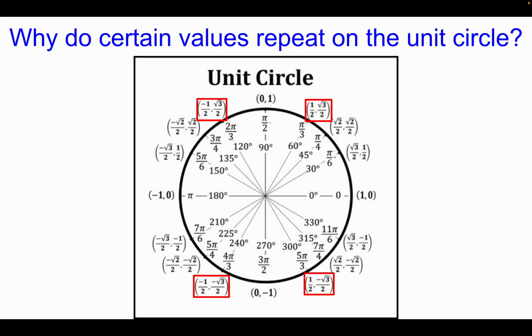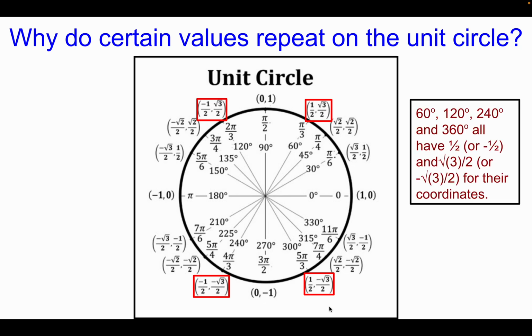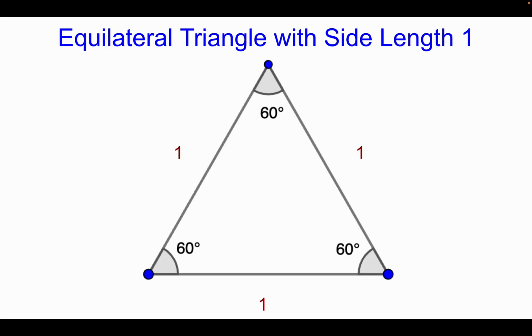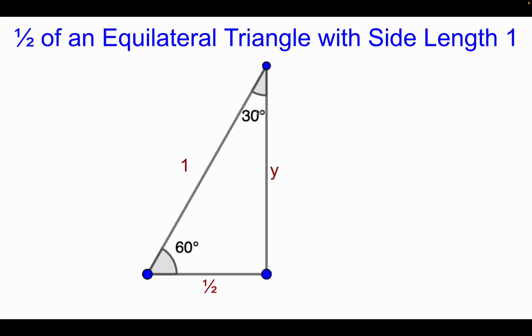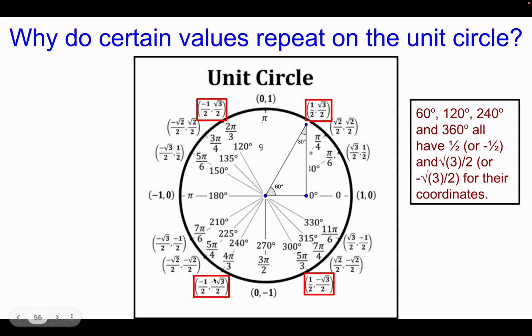Well, this is again going to come from our equilateral triangle. So here's our equilateral triangle. You can see I drew it a little bit different this time. But again, I'm going to cut it in half. So this 60-degree angle right here is going to become a 30-degree angle. And that bottom side, which was a unit of 1, is now 1/2. Okay, so I'm going to take this triangle and put it on my unit circle at 60 degrees.